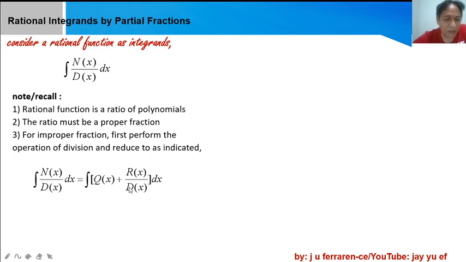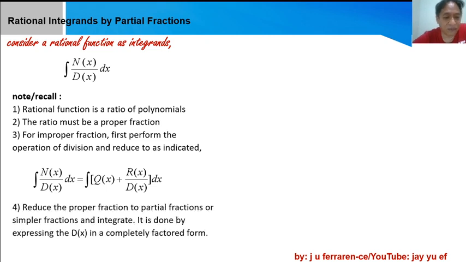This term here is already a proper fraction, because this is the remainder, and the degree of the remainder, this polynomial numerator here, is less than that of our divisor. Now, the proper fraction will be reduced to partial fractions, or simpler fractions, and we have to integrate later.